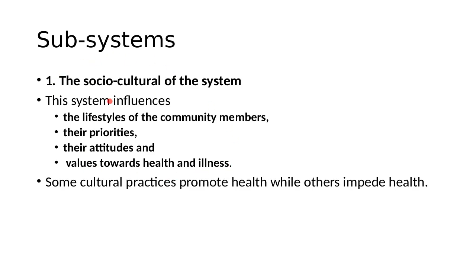So this system will involve the cultural practices of the community, as well as how this community relates to each other. That is the social aspect of the community, and how they interact with each other, and how they share their culture with each other. This will influence the lifestyle of the community members. How do these community members live? What is their main source of living or economic activity? What are the priorities of this family or the members of this community? What are their attitudes towards various aspects of life?